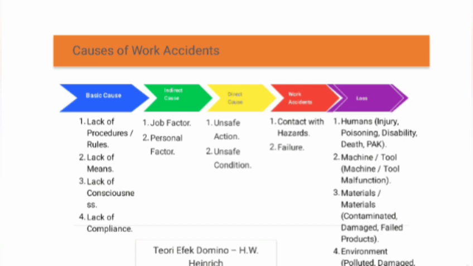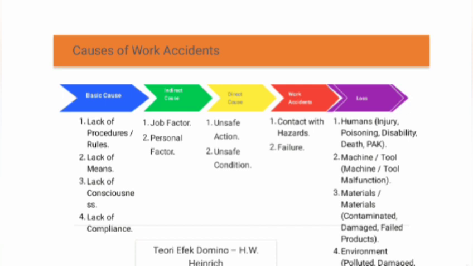Causes of work accident. According to Heinrich's domino effect theory of work accidents, accidents occur through a causal chain of several interrelated causes of work accident, causing injury or occupational disease, as well as several other losses. There are factors that cause work accident, including the direct cause, the indirect cause, and the basic cause of work accident.